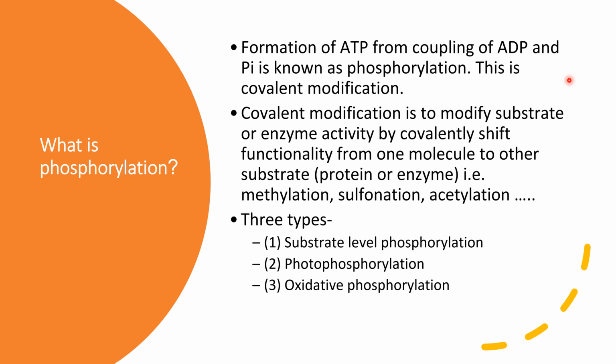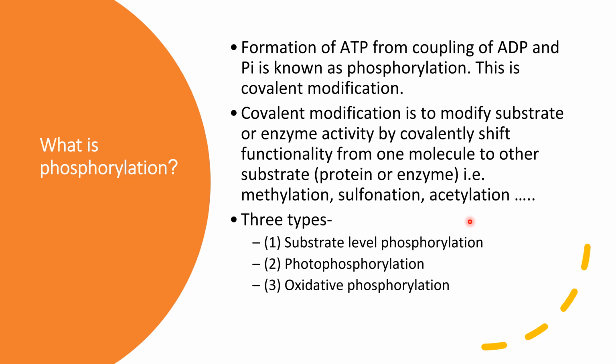Now, it is established that in phosphorylation, we are adding an inorganic phosphate to adenosine diphosphate, and eventually we result in a high energy molecule, which is ATP, right? And it is called the cellular currency as well.